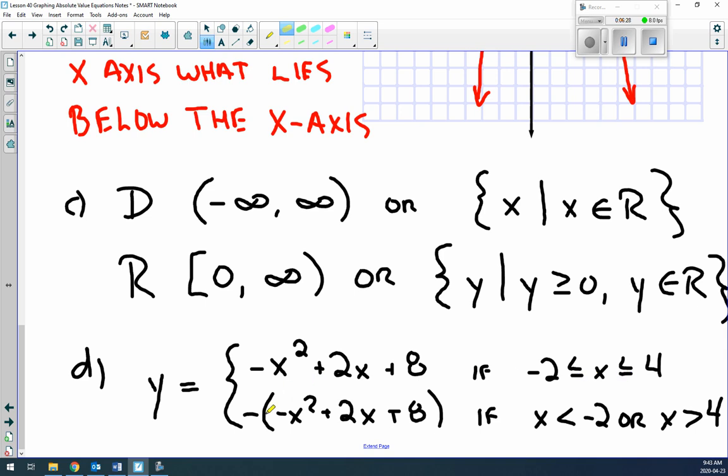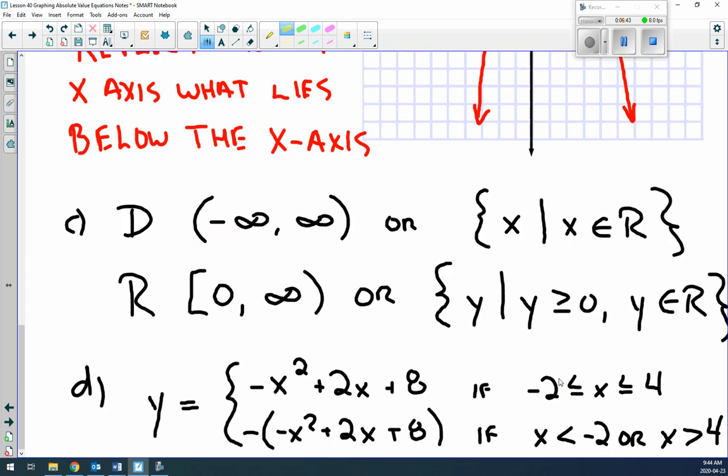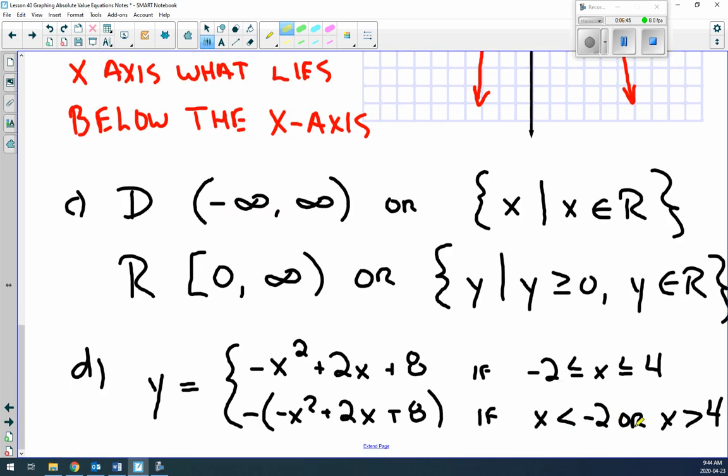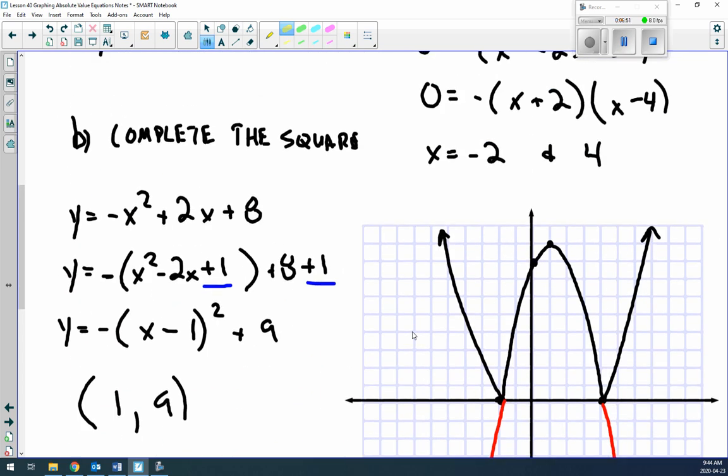To do the second part of the piecewise, all we do is put that in brackets and make it negative. You don't have to change it, just put it in brackets and make it negative. Then we look for our domain: it's everything less than negative 2 over here, but not including it, and everything greater than 4 over here, but not including it. So we set it up as x is less than negative 2, or x is greater than 4. Okay, so again, graph the original, take everything down the bottom, flip it up to the top, and then break down your piecewise.